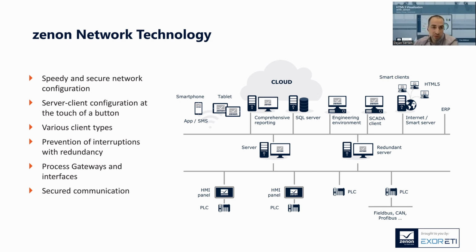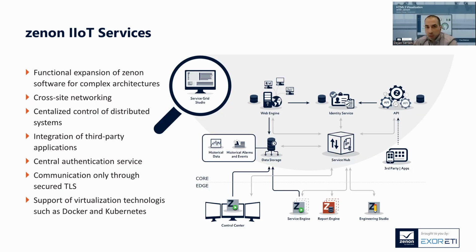Let me also mention prevention, the possibility of redundancy, so we can prevent interruptions. We have a patented solution of circular redundancy, basic redundancy, and process gateways and interfaces for bidirectional communication with superordinate systems like MES systems or ERP systems. And also our latest solutions for more complex architecture.